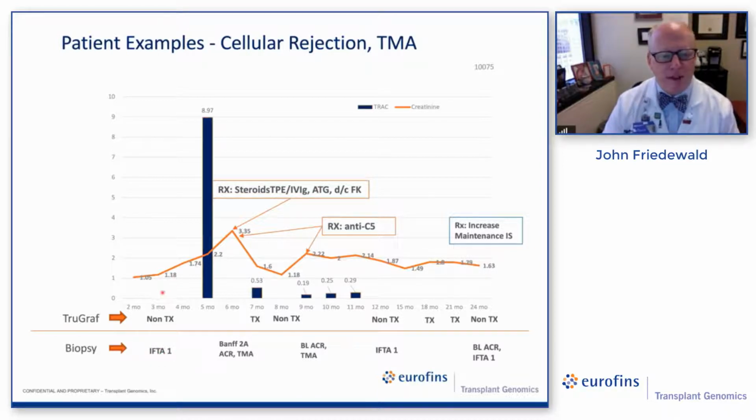Following that, the patient's creatinine started to creep up. At 6 months, the patient had a for-cause biopsy. Again, TruGraf is not currently indicated in the setting of graft dysfunction, so a TruGraf test was not done at the time. The patient went on to have a Banff 2A acute cellular rejection. Interestingly, they also had thrombotic microangiopathy.